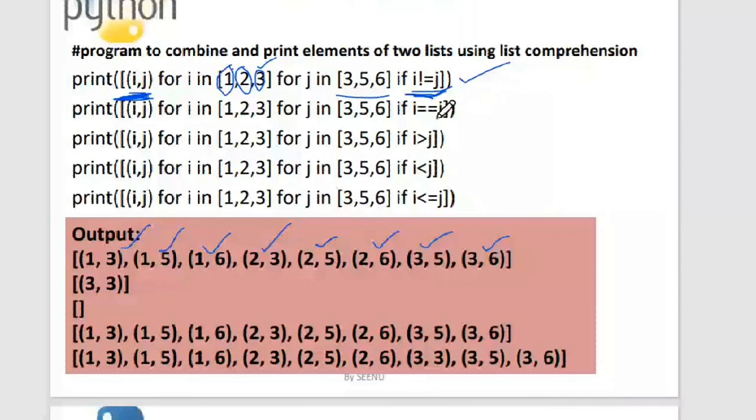Now coming to the third print statement, I said i is greater than j. All the elements in the outer loop are lesser than j, so I'll get a null list over here. In the next case, I said i is less than j. So I'll get all the combinations except 3 and 3, because it is not less, it is equal. And in the next case, I said less than or equal, so the 3 and 3 combination I also get.